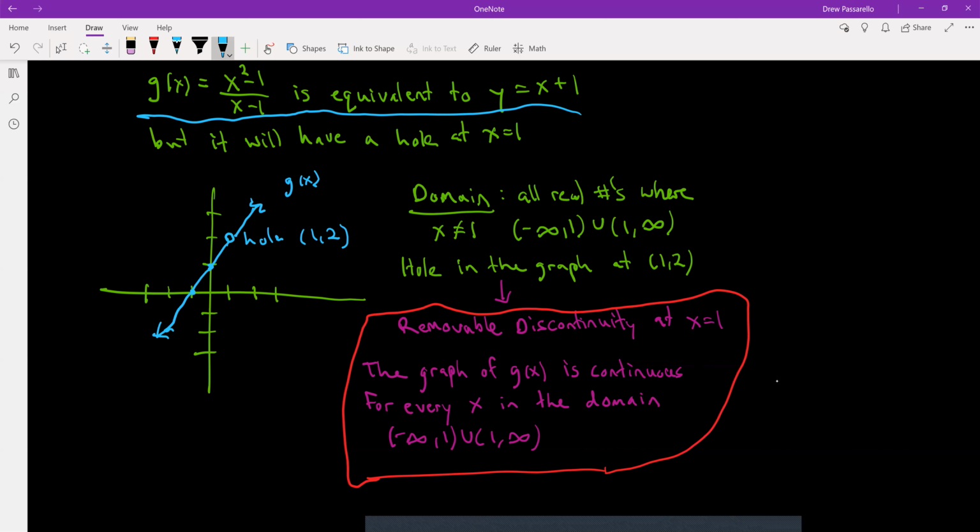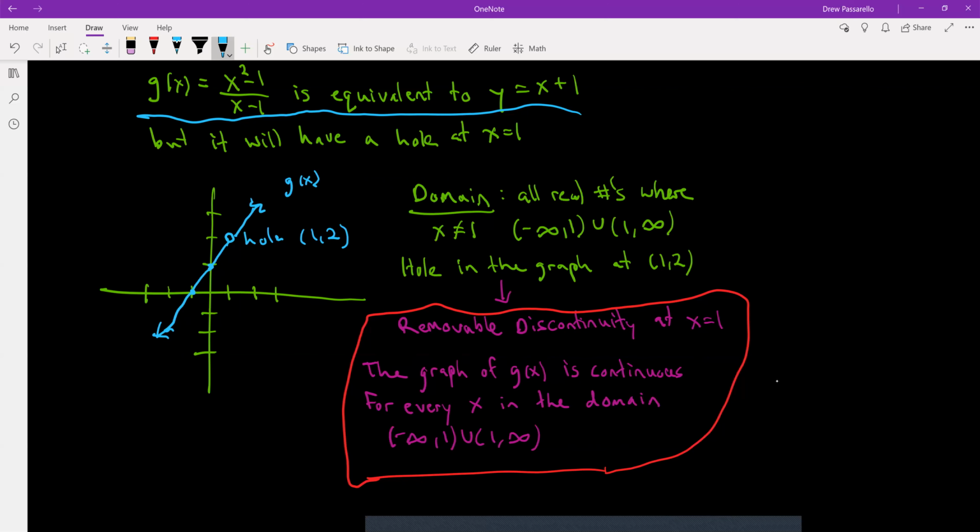So because of this hole that occurs at 1, we would say the domain is all real numbers where x does not equal 1. So x can be any value but 1. As an interval, that's negative infinity to 1 union 1 to positive infinity.